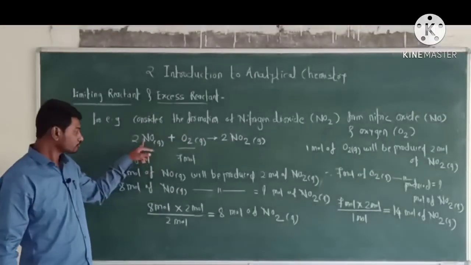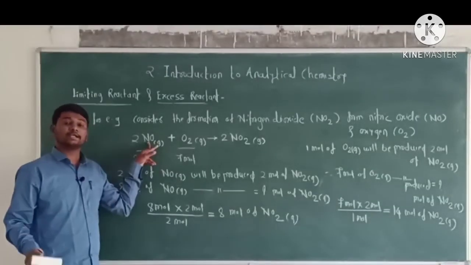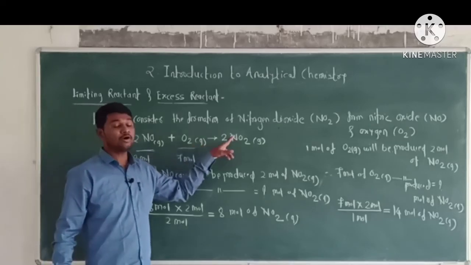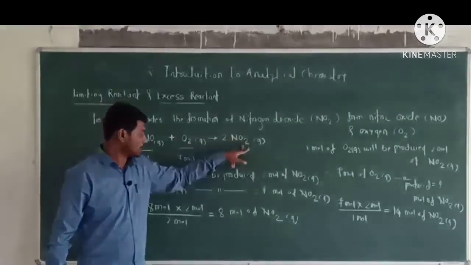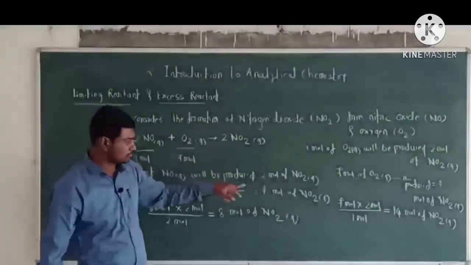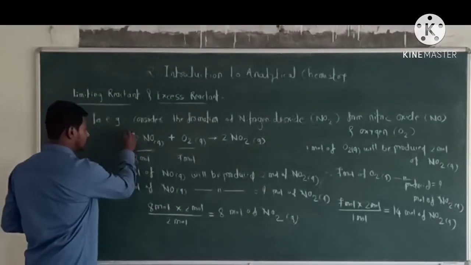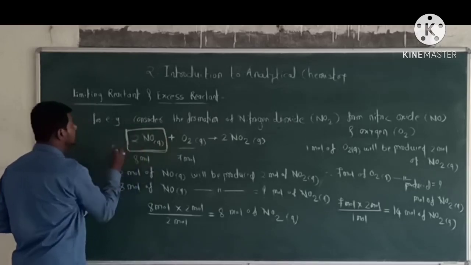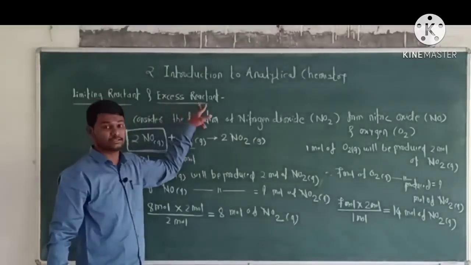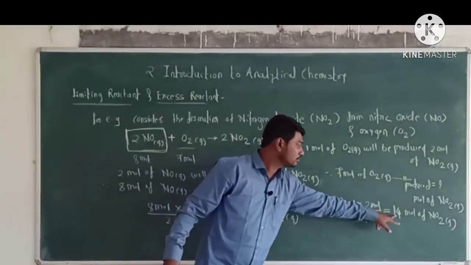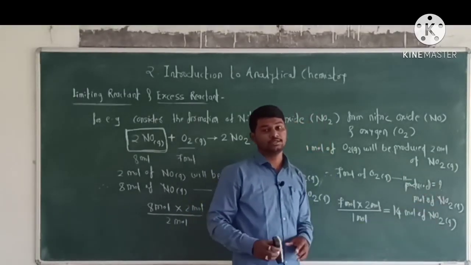this reactant, that is gaseous nitric oxide, produces less amount of product, that is gaseous nitrogen dioxide, as compared to oxygen. Therefore, in this example, this reactant is called the limiting reactant, while oxygen is the excess reactant, because oxygen produces 14 moles of product, that is gaseous nitrogen dioxide. Okay.